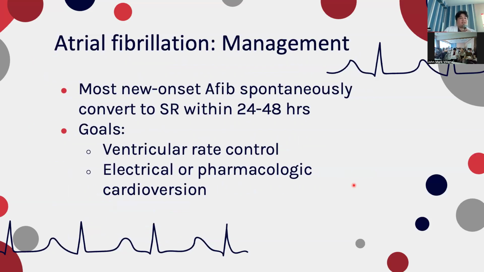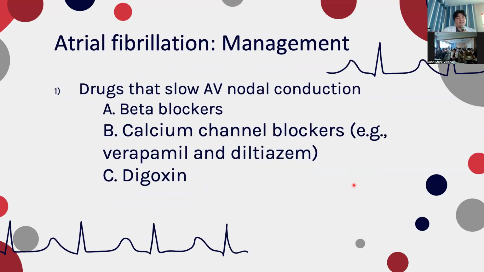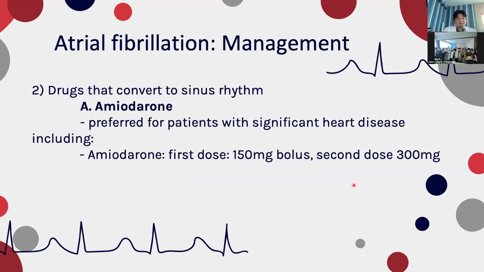For the management, most new onset AFib spontaneously converts to sinus rhythm within 24 to 48 hours. The goal is to have ventricular rate control and electrical or pharmacologic cardioversion using beta blockers, calcium channel blockers, digoxin, and amiodarone.